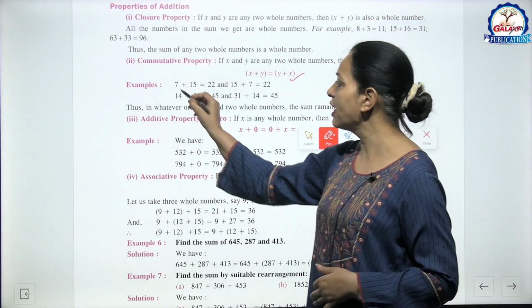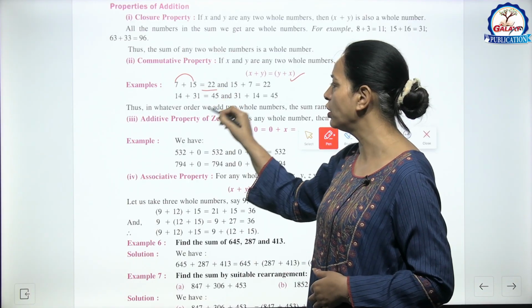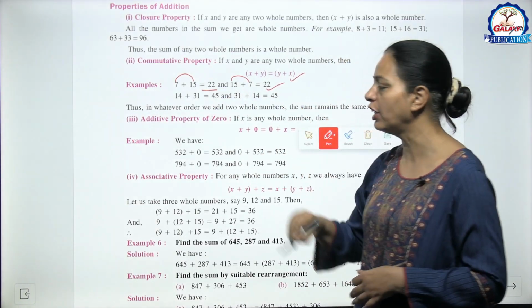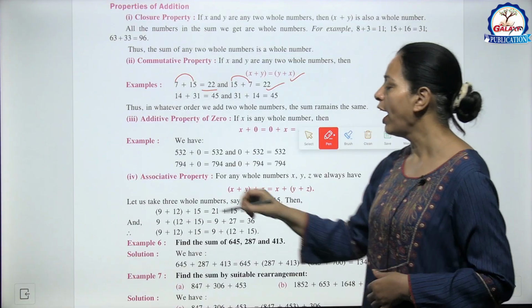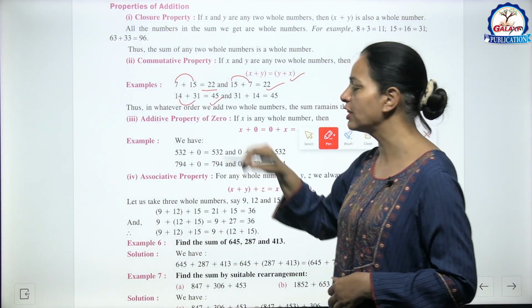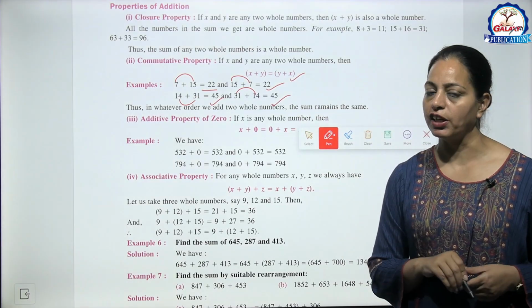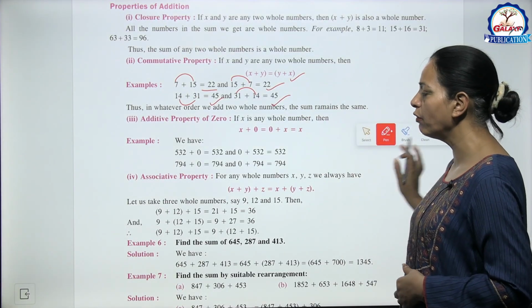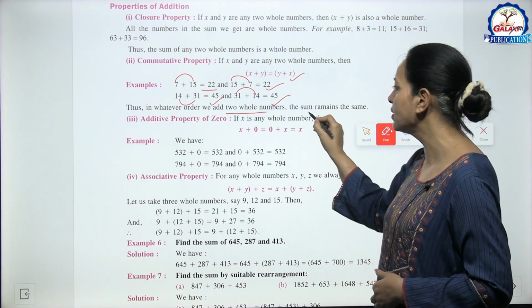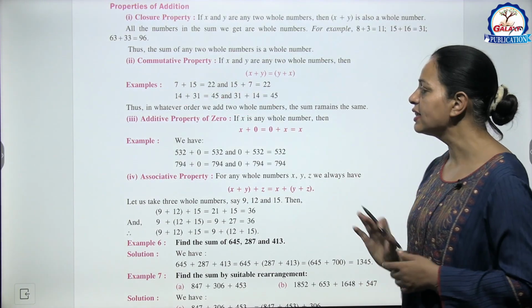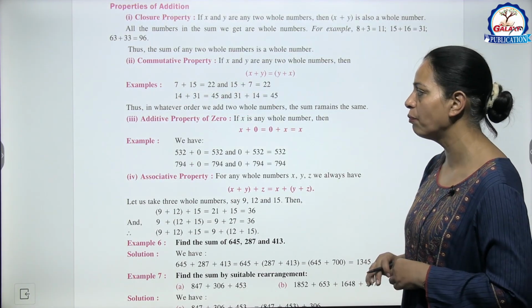So here 7 plus 15 equals 22 and 15 plus 7 equals 22, and 14 plus 31 is 45 and 31 plus 14 is 45. So thus, in whatever order we add two whole numbers, the sum remains the same. This is the commutative property.